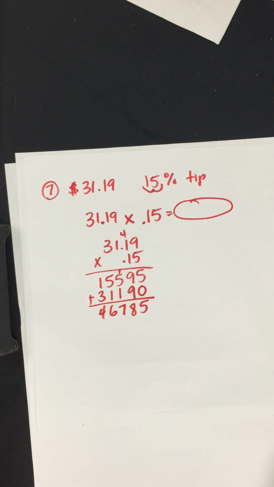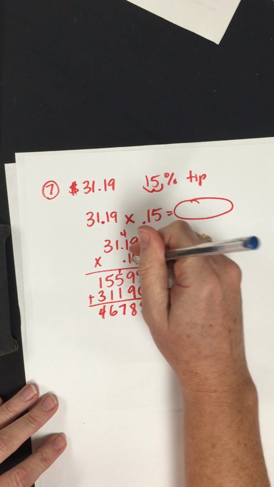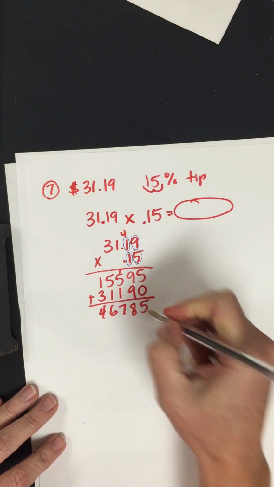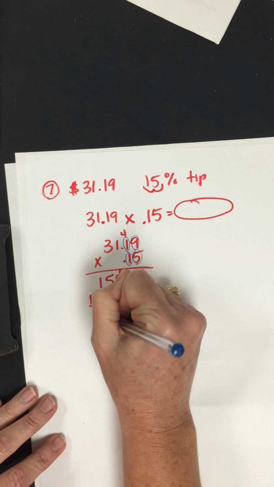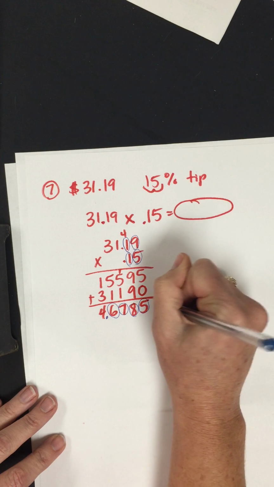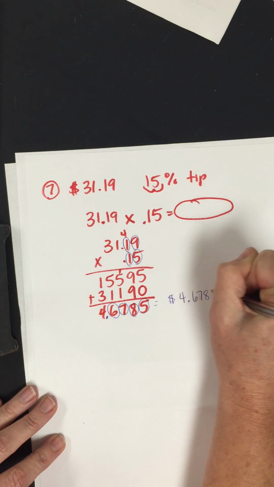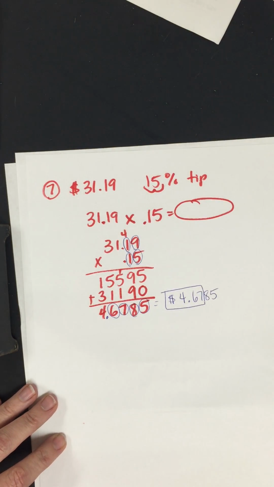I end up with 46,785. But then I come up here and say, well, we've got 1, 2, 3, 4 numbers to the right of a decimal. So if we're talking about a tip amount, it's money, we only go 2 places to the right of the decimal.